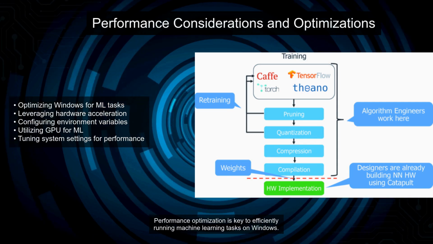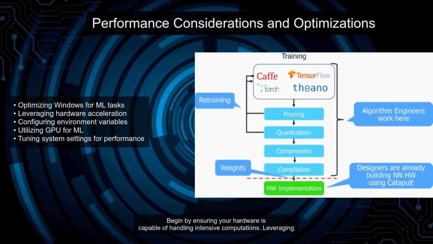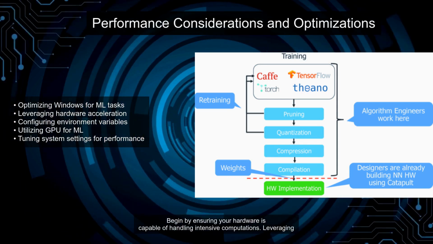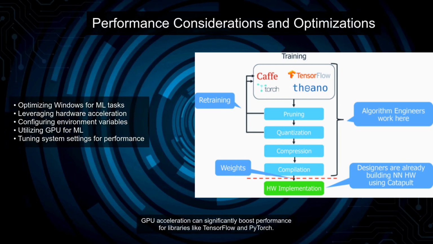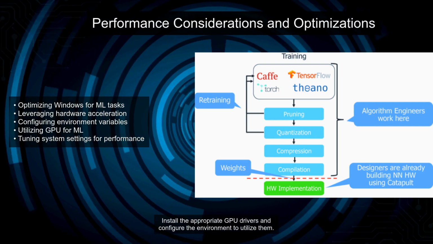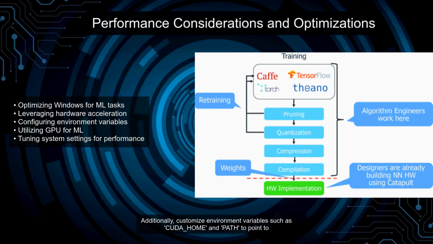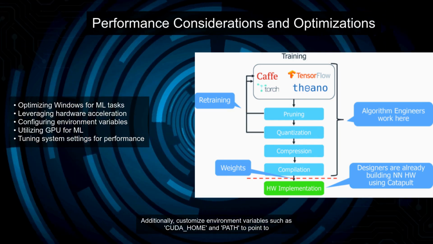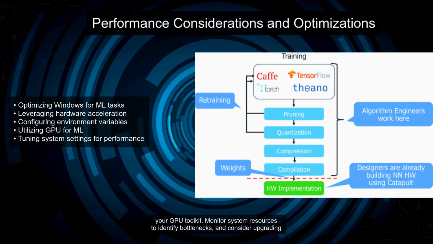Performance optimization is key to efficiently running machine learning tasks on Windows. Begin by ensuring your hardware is capable of handling intensive computations. Leveraging GPU acceleration can significantly boost performance for libraries like TensorFlow and PyTorch. Install the appropriate GPU drivers and configure the environment to utilize them. Additionally, customize environment variables such as CUDA_HOME and PATH to point to your GPU toolkit.